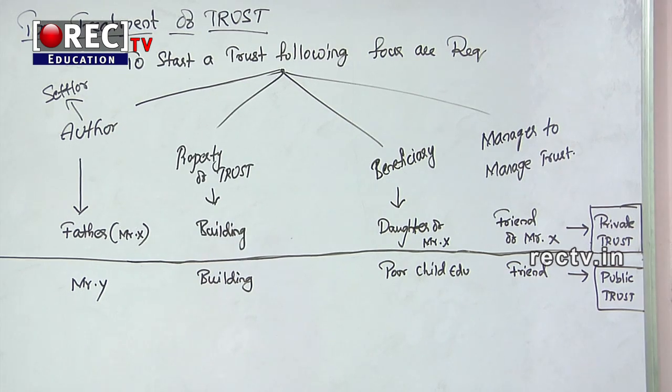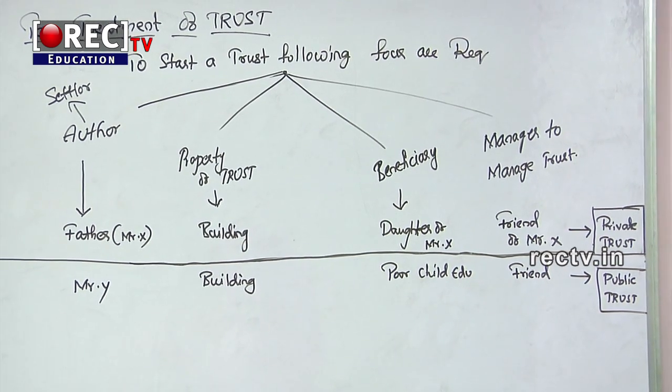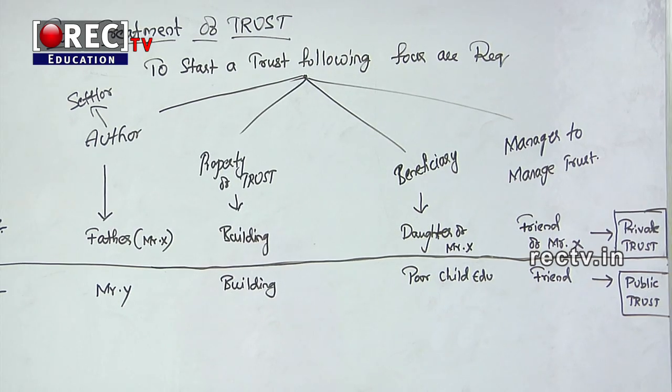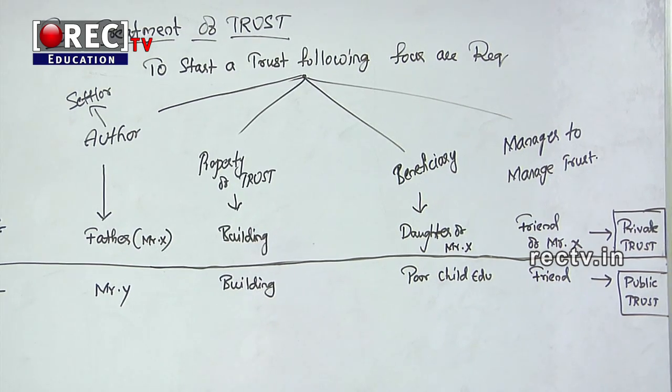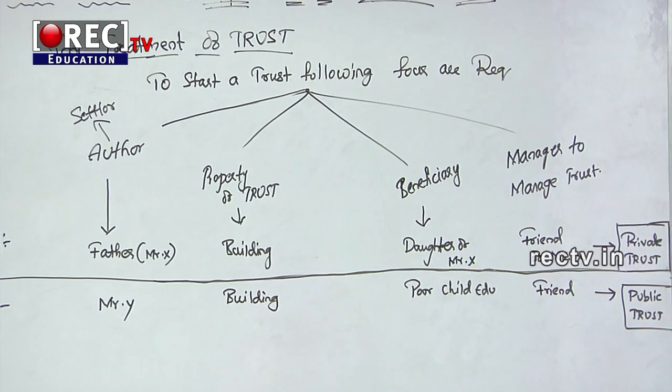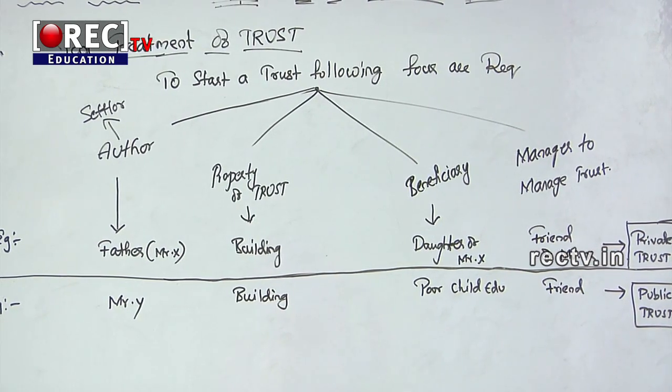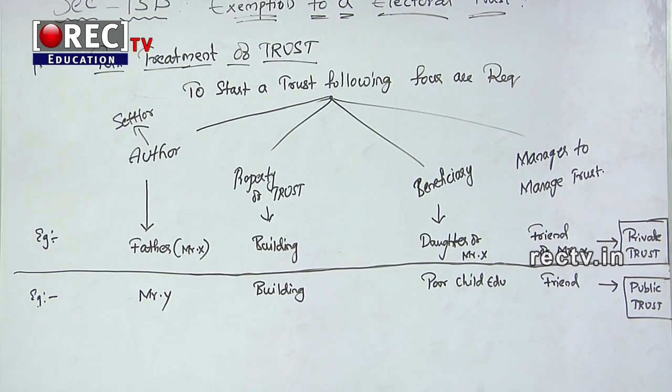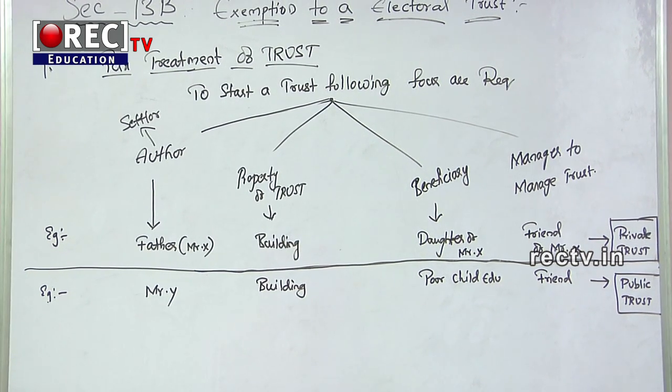Now, a trust is not a person. It is like a belief or confidence reposed by one person and accepted by another person. A trust can be a private trust or a public trust. Only a registered charitable trust can avail exemption under section 11 and 12. If the charitable trust is not registered, the exemption under section 11 and 12 is not given to such a trust.